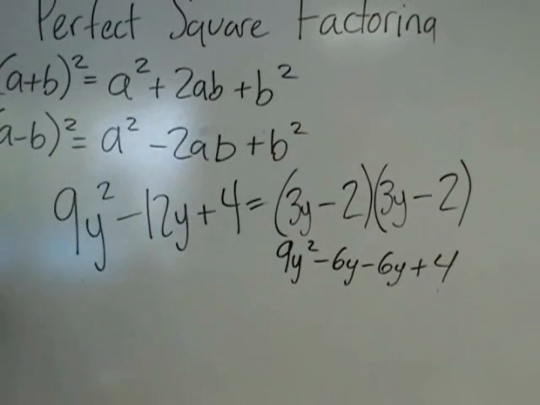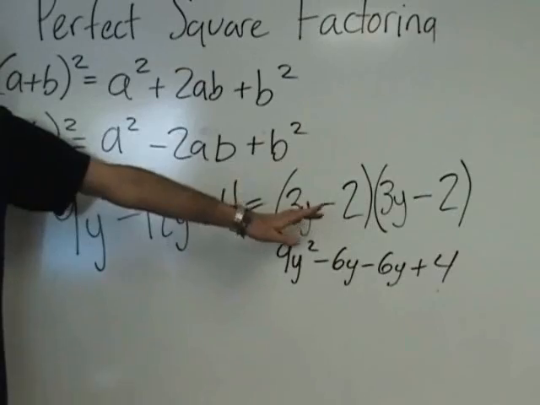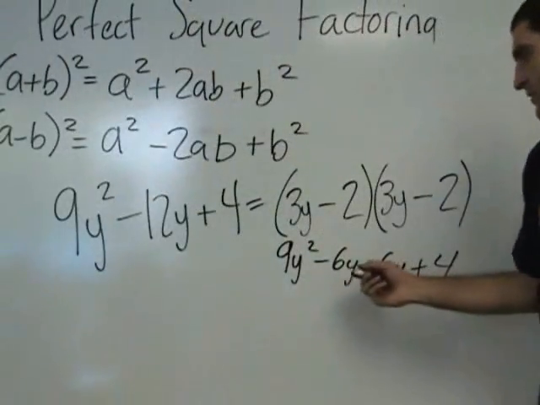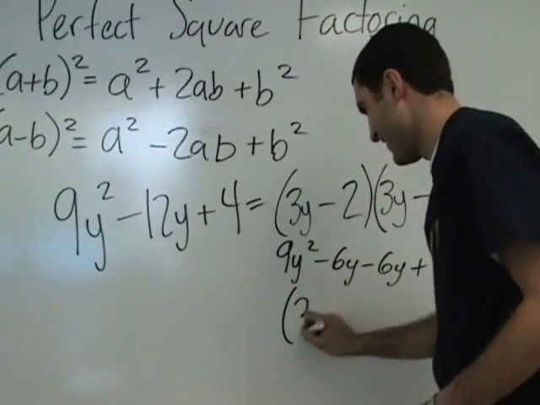So, this can be rewritten as what? If you wanted to rewrite it and be fancy schmancy. Yes, go ahead. Parentheses 3y minus 2, squared.